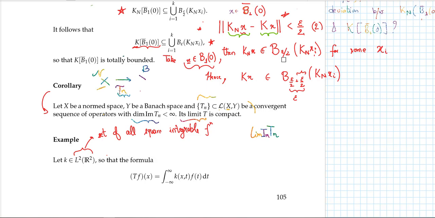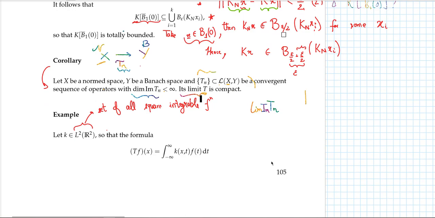So X is a norm space, Y a Banach space, and Tn is a convergent sequence of bounded linear operators such that the dimension of image of Tn is less than infinity. Then we say that its limit T is compact. So what I can say is the norm of Tn minus T equals 0, limit n tending to infinity. This is what it means. So Tn be a convergent sequence of operators, and this limit is compact.